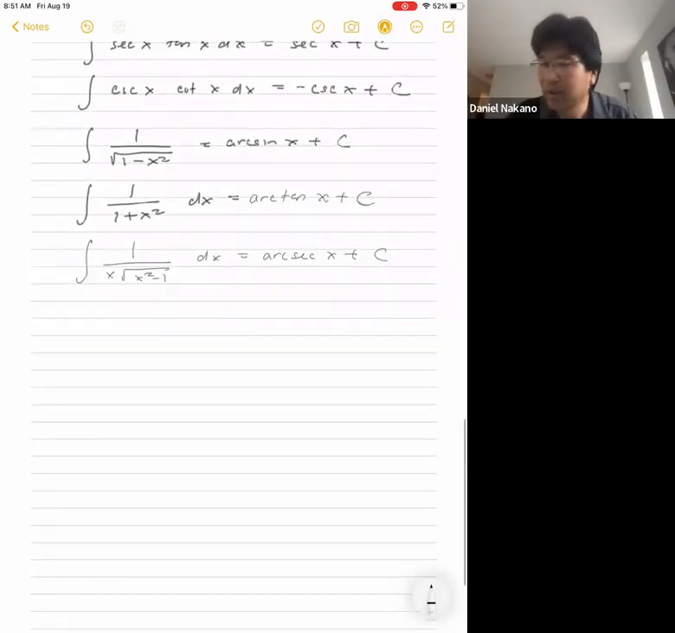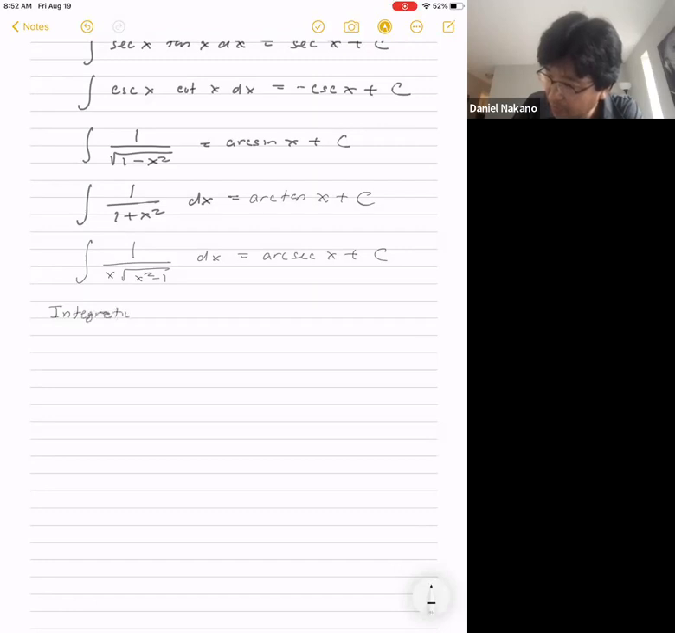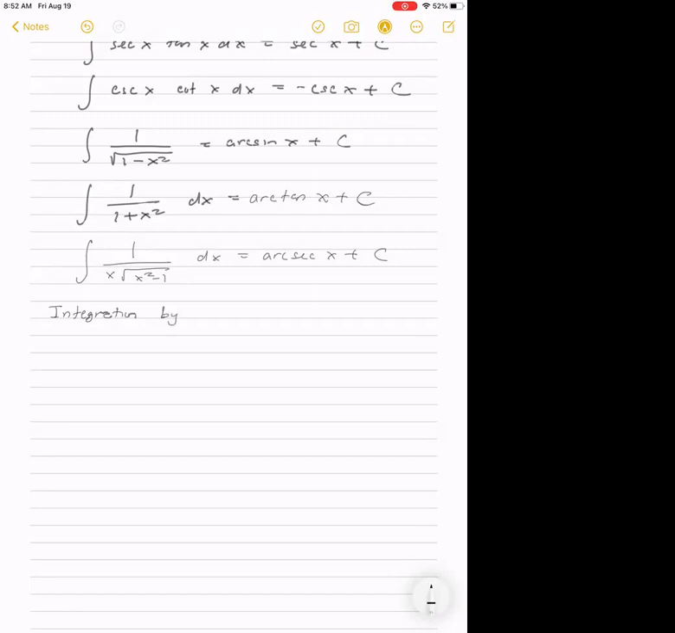Okay, so now that we have these, these are sort of like our ingredients that we're going to use. And what we're going to do is we're going to take various integrals and do various tricks, and we're going to try to convert them into problems that we can actually solve by using these types of formulas. All right, so the first technique is probably something that you have seen before, and this is called integration by substitution.